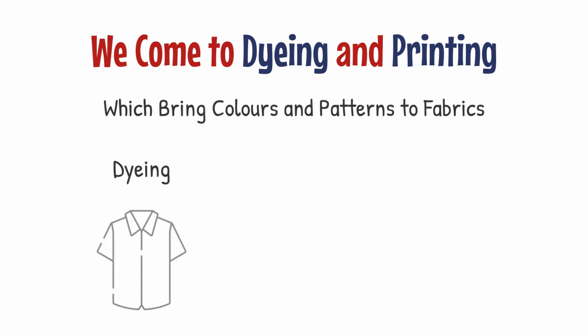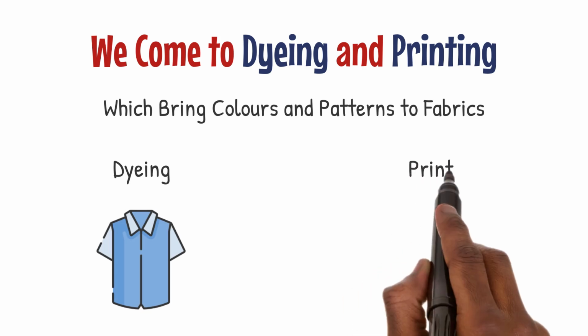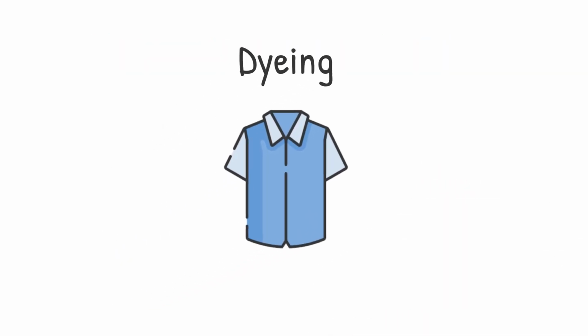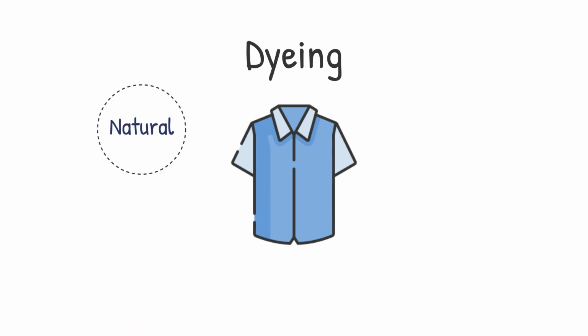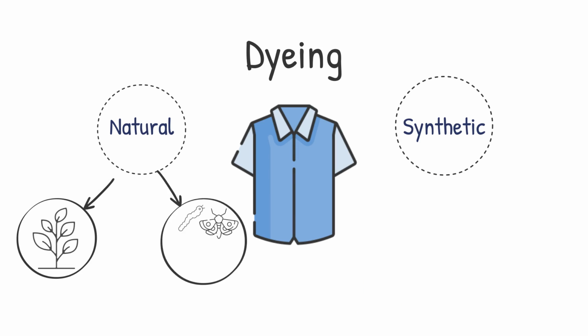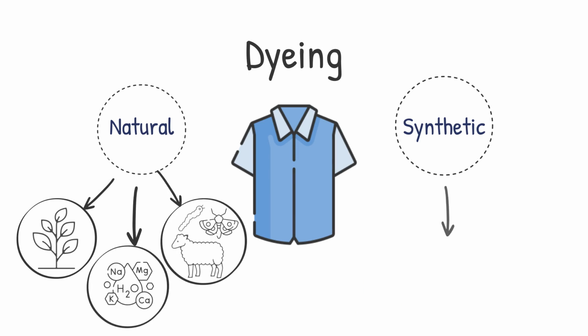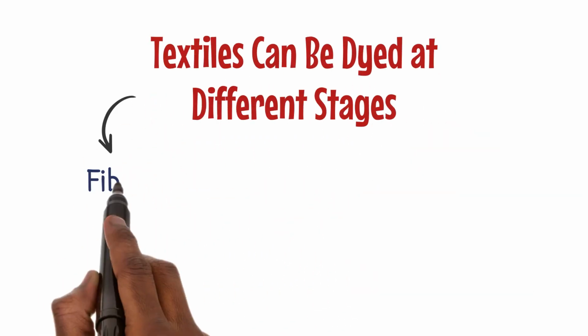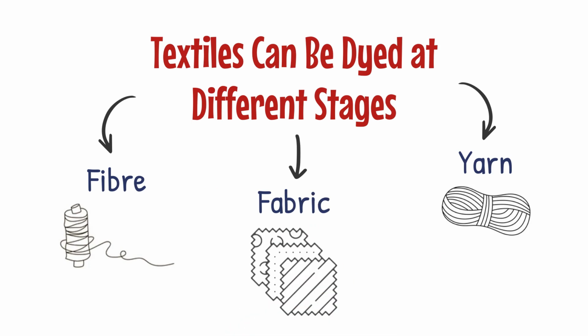Dyeing colors the fabric uniformly, while printing creates designs by applying dye to specific areas. Dyes used in textile finishing can be natural or synthetic. Natural dyes come from plants, animals, and minerals, while synthetic dyes are chemically produced. Textiles can be dyed at different stages: fiber, yarn, or fabric.